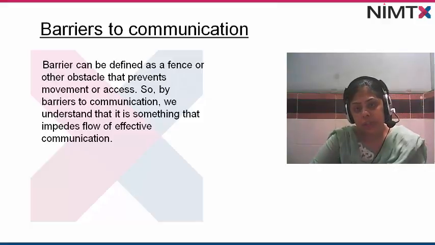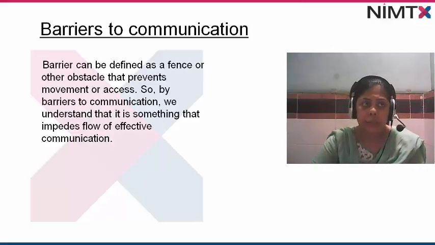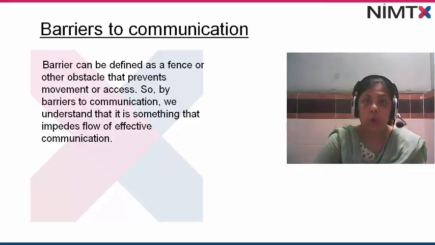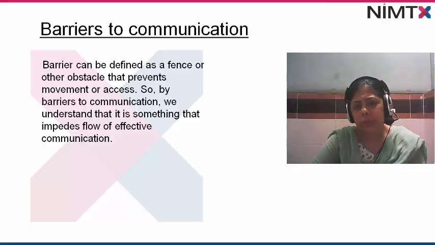This is barriers to communication. What do we understand by a barrier? I understand a barrier as something which is an obstacle which stops. So let's see what are the barriers to communication. Barrier can be defined, this is the definition, as a fence or other obstacle that prevents movement or access. Yes, it can be something which stops, it's an obstacle. So by barriers to communication, we understand that it is something that impedes flow of effective communication. It stops the flow of effective communication.